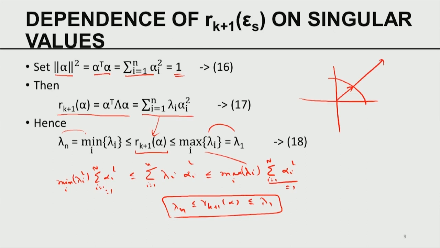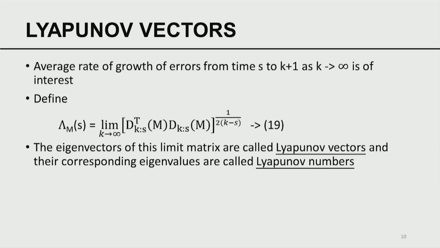So what is it we have done? We have narrowed the values that the ratio of the energy norms of the errors can take by moving simply from the standard coordinates to the new coordinates formed by the eigenvectors of the Gramian A transpose A, assuming A is full rank. So this is a very nice treatment of the analysis of the Rayleigh coefficient.